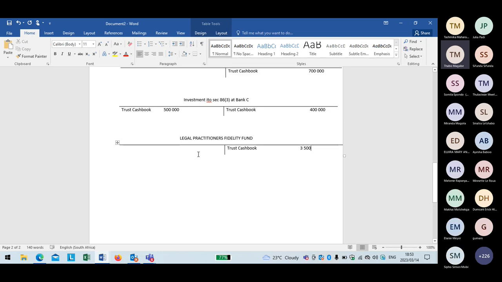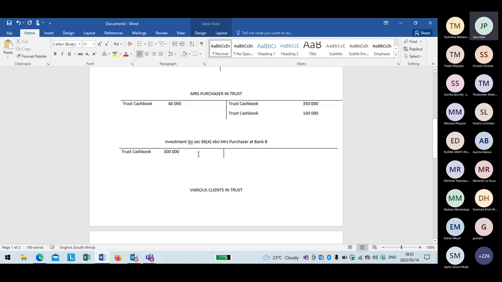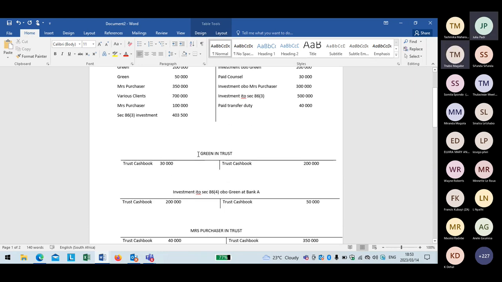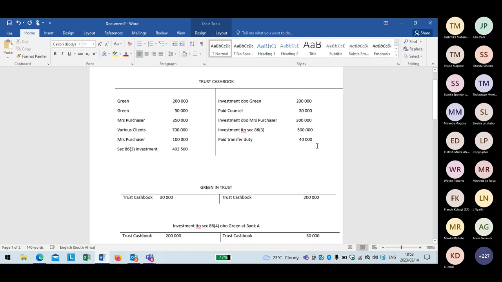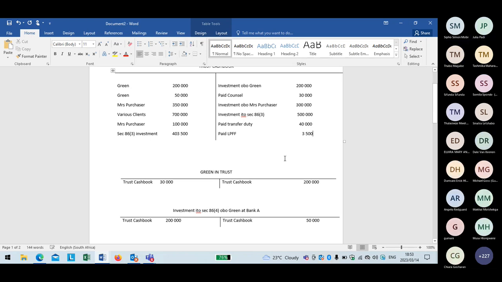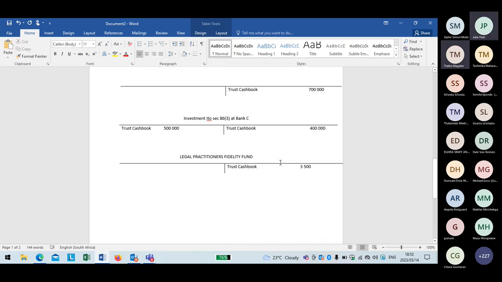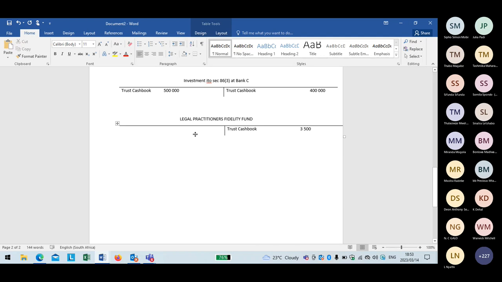All right. Can we now pay the LPFF? Yes. How do we pay them? We credit the trust cash book, 3,500, and we say paid LPFF, 3,500. And then we go to the LPFF's account and debit, not so? And debit from trust, yes. Debit the LPFF's account with 3,500 and the narration is trust cash book.